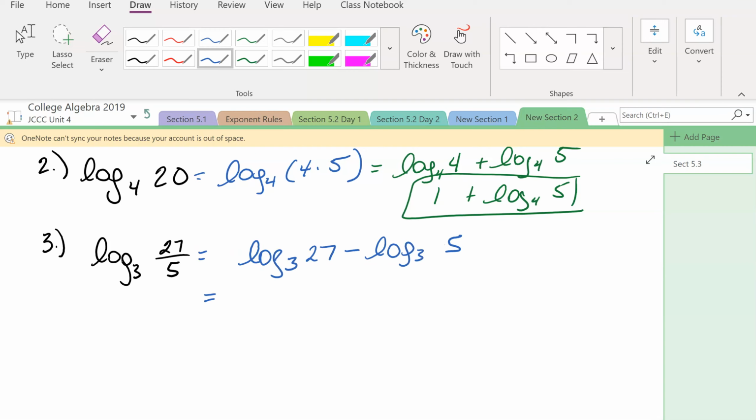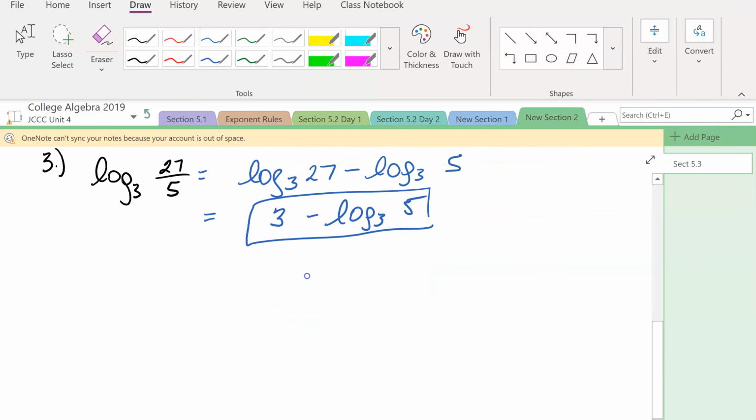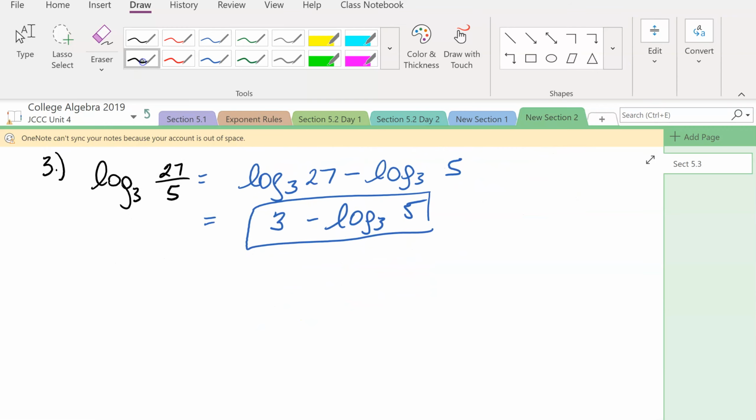So hopefully you knew that it's division, so you write it as a subtraction. Log base 3 of 27, that's 3, minus log base 3 of 5, and then you're done. Okay, so let's keep going.